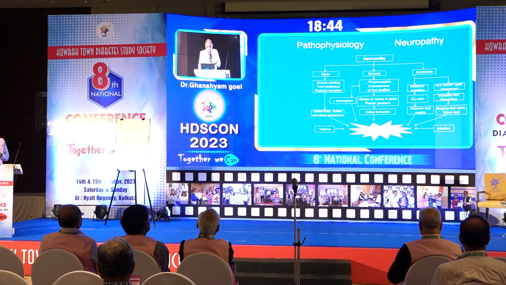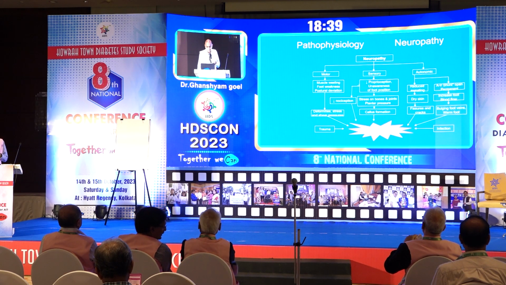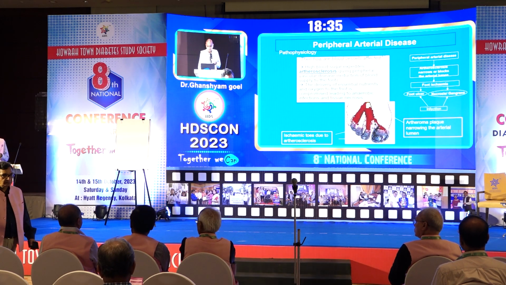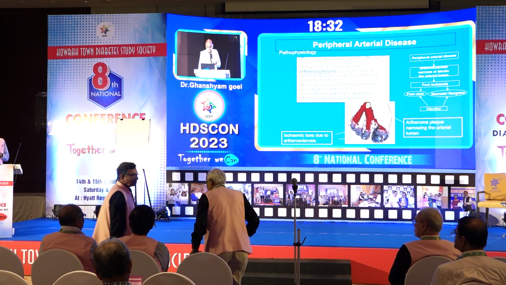So this is the neuropathy, we all know. It's motor, sensory and autonomic, all 3 types of neuropathy. So there is muscle wasting, foot weakness, postural deviation, and then the deformities, stress and shear pressures. There is sensory neuropathy, stress on bones and joints, plantar pressure and callus formation, and there is reduced sweating, dry skin, fissures and cracks. About peripheral arterial disease, atherosclerosis narrows or blocks the arterial lumen, leading to foot ischemia, ulcer, necrosis and gangrene.